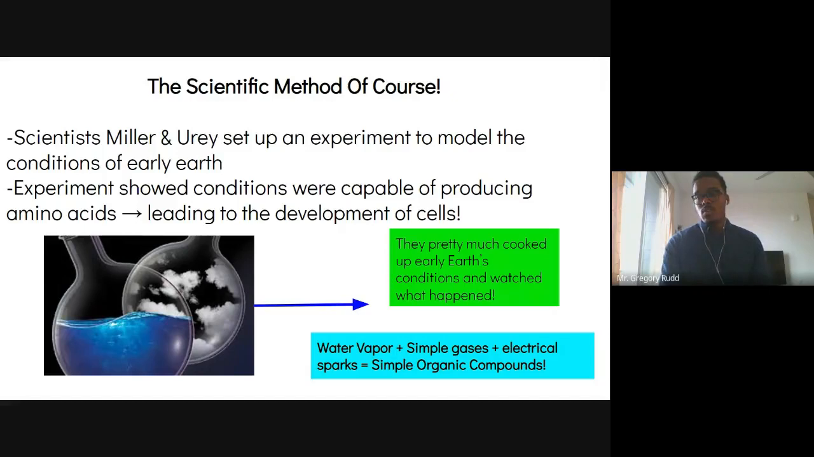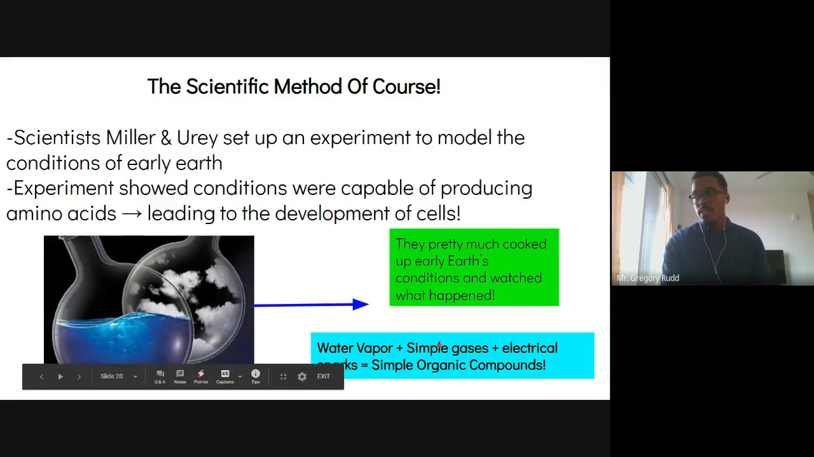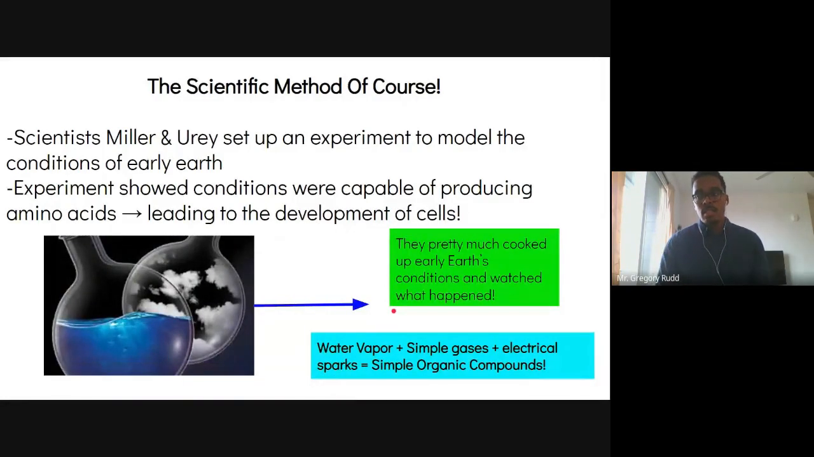All we needed was water, simple gases, and some type of electricity. In the early atmosphere, that electricity was produced by lightning from these methane clouds. Okay, so this is a fascinating experiment, and I believe they won a Nobel Prize for it. Let's watch this video.